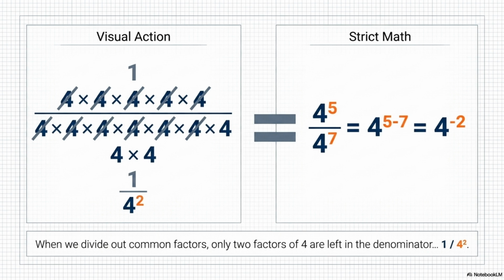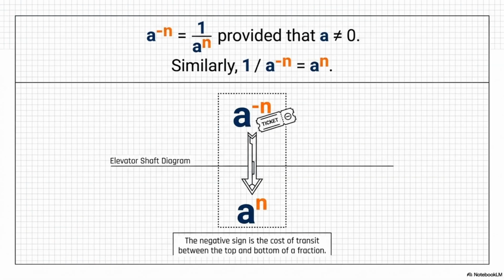Now let's connect the dots. By blindly following the subtraction formula, you got 4 to the negative 2. By manually expanding and crossing out the numbers, you got 1 over 4 squared. Those two expressions must be identical. 4 to the negative 2 equals 1 over 4 squared. Wow. This is the negative exponent rule.